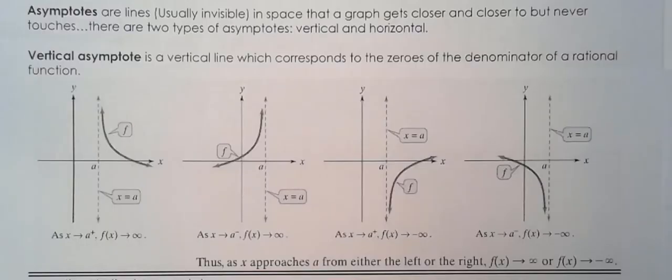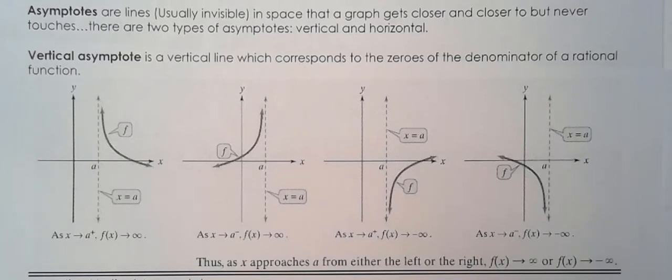All right, so we're going to look at some new terminology. Asymptotes. They are lines, usually invisible, in space that a graph gets closer and closer to, but never touches. There are two types of asymptotes. Number one, you have a vertical asymptote, and number two, you have a horizontal asymptote.